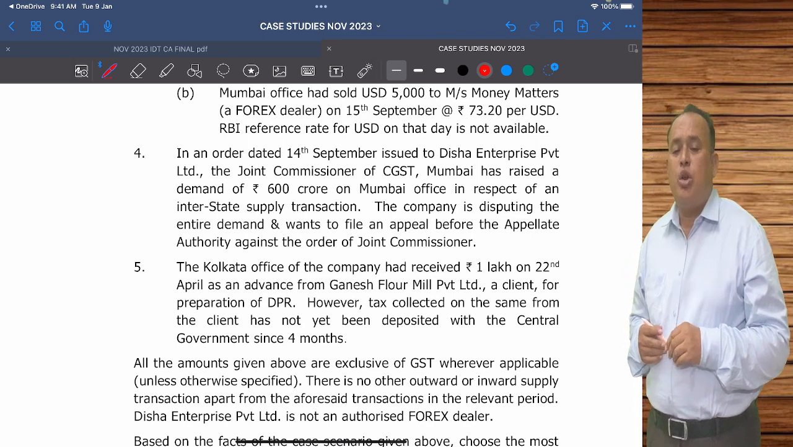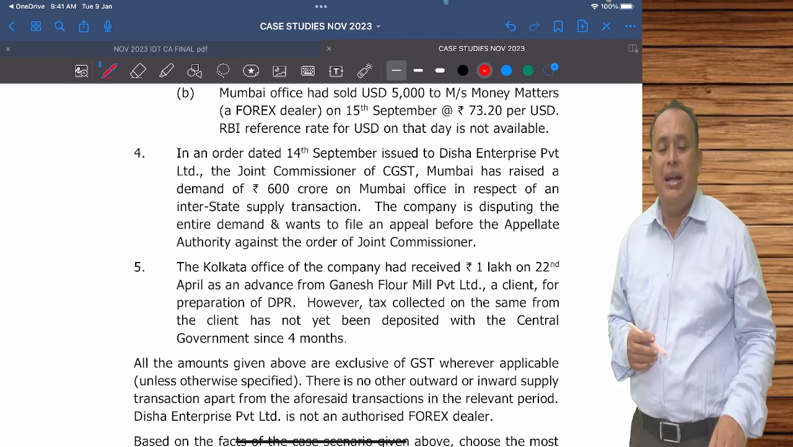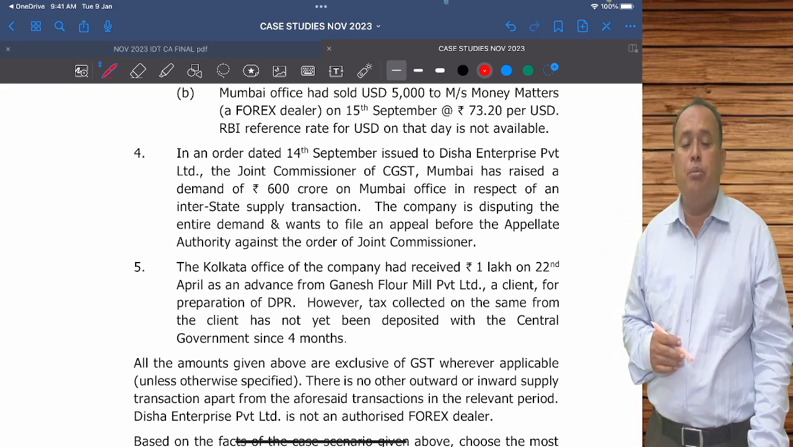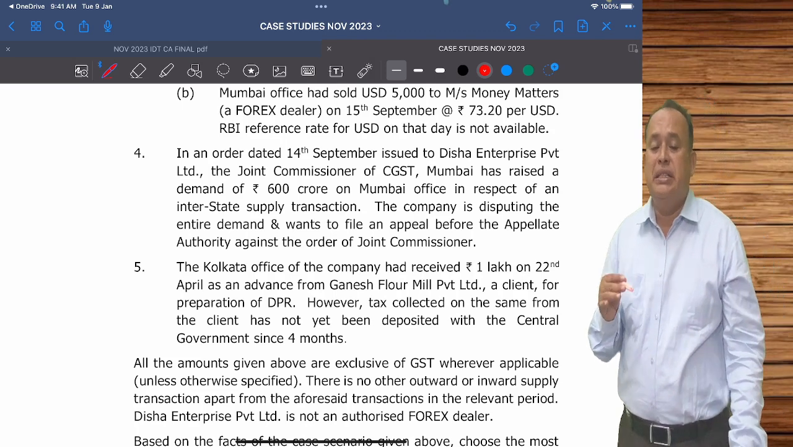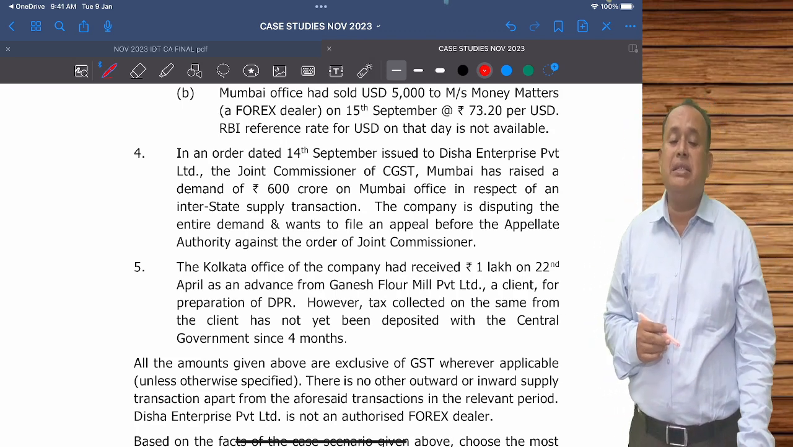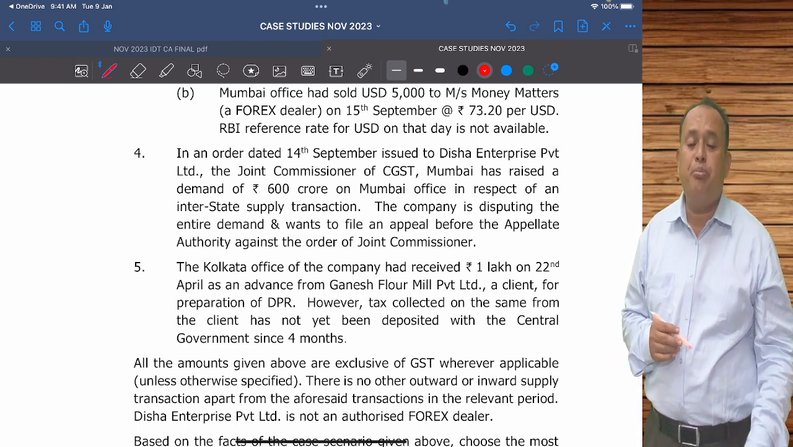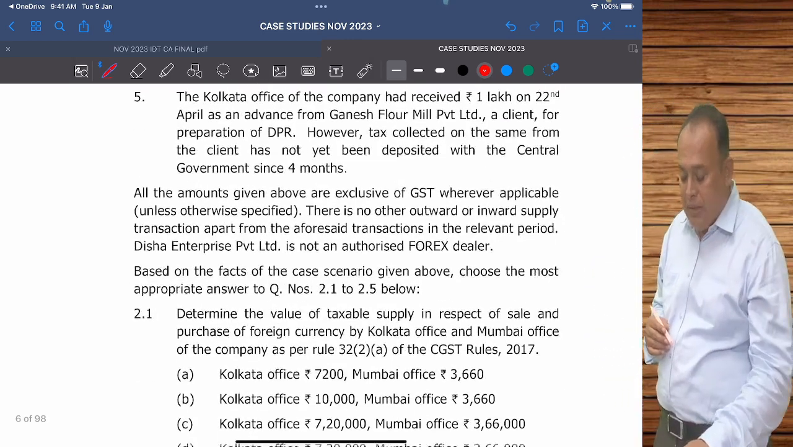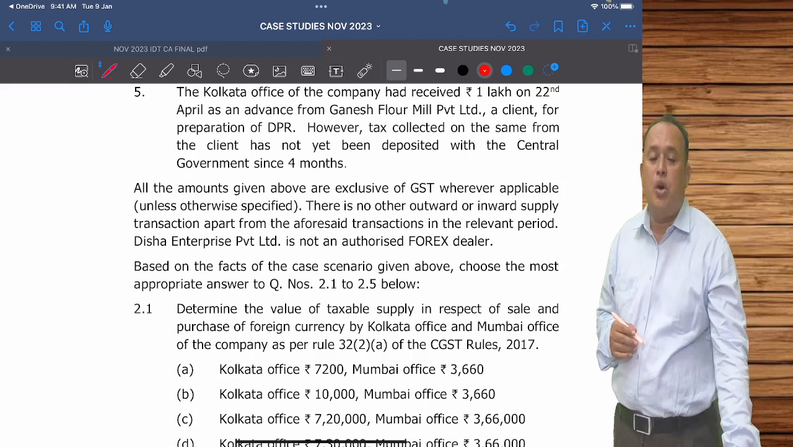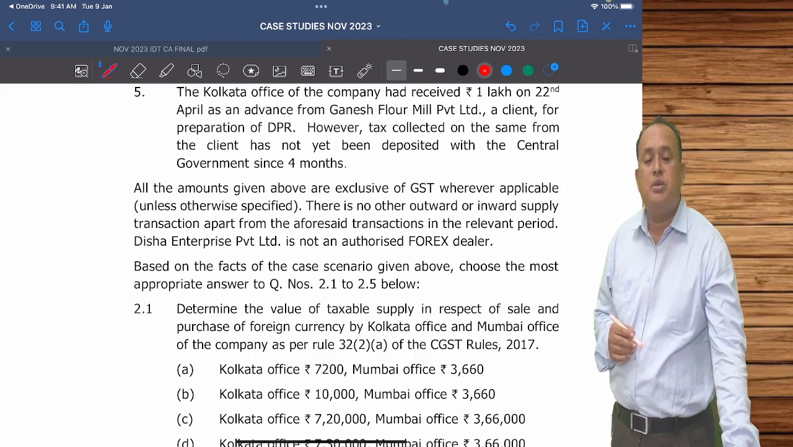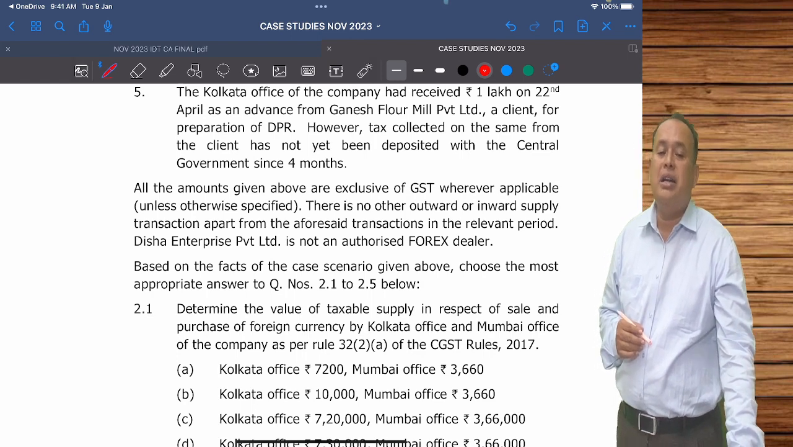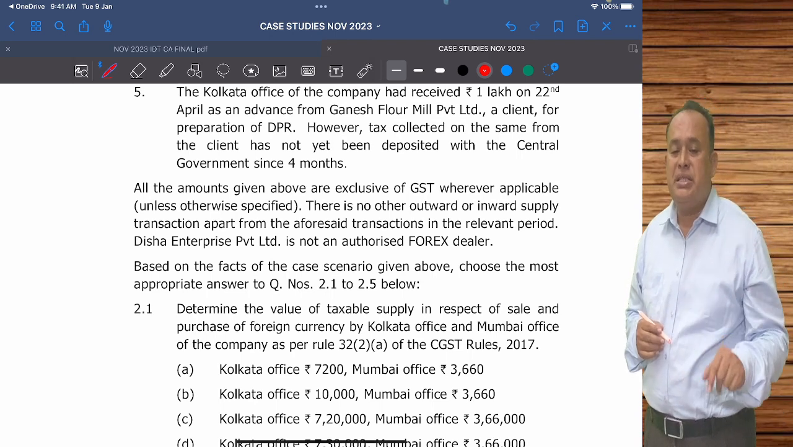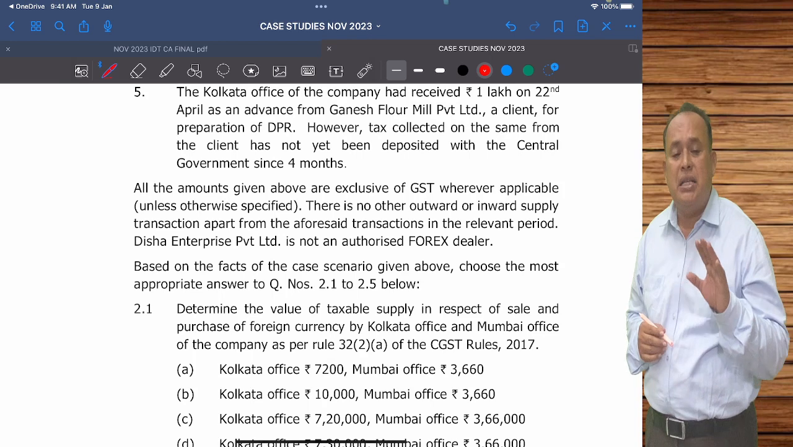Point number 5. The Kolkata office of the company had received 1 lakh on 22nd April as an advance from Ganesh Floor Mills Private Limited, a client, for preparation of DPR. However, tax collected on the same from the client has not yet been deposited with the central government since 4 months. Further, all the amounts given above are exclusive of GST wherever applicable, unless otherwise specified. There is no other outward and inward supply transaction apart from the aforesaid transactions in the relevant period. Disha Enterprises Private Limited is not an authorized forex dealer.